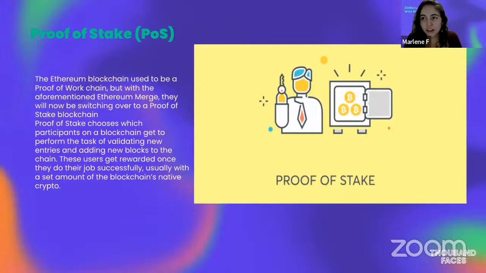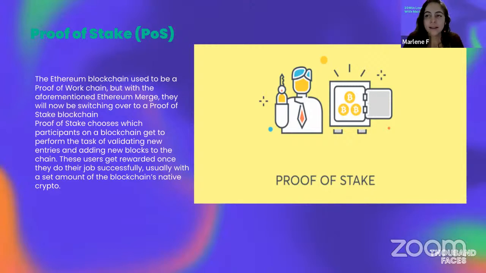And some particularities about proof of stake is that it chooses a participant on a blockchain to perform the task of validating new entries and adding new blocks to the chain. So we already hear a difference from proof of work, because in proof of work, we know that there are the miners who are trying to catch the new incoming blocks. However, here we have proof of stake. They already choose the participants who are going to validate these new incoming blocks into the blockchain.